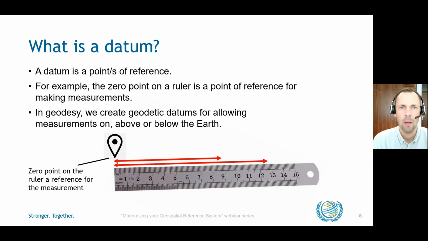But before we start talking about the static datum, we should clarify what we mean by the term datum. A datum is a point of reference. For example, the 0 point on a ruler is a point of reference for making measurements. And in geodesy, we create the geodetic datum for allowing measurements on, above, or below the Earth.